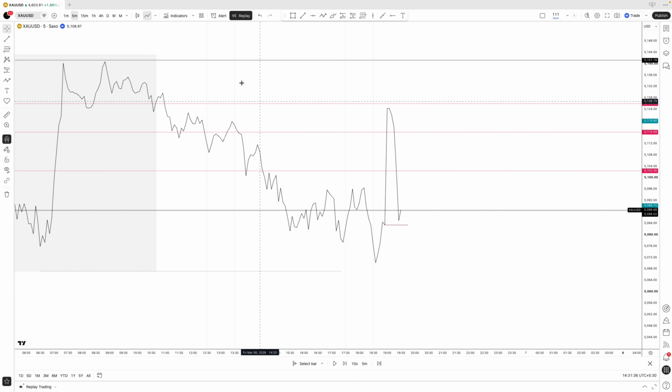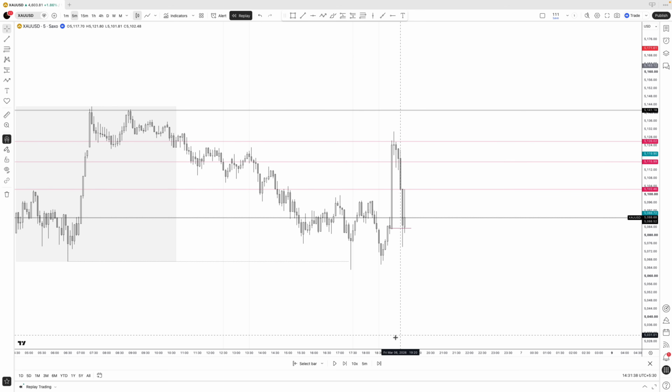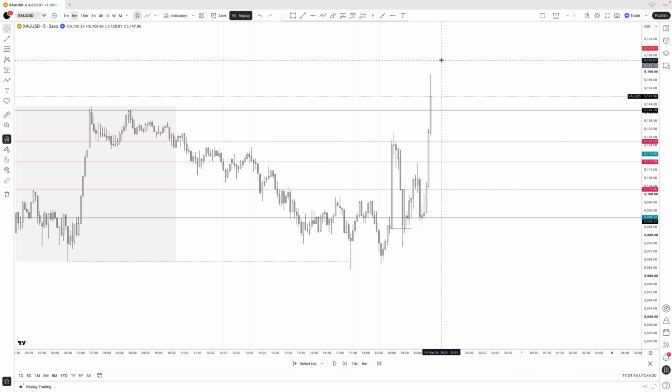So if this breaks, we might have a confirmation that price wants to go lower. So let's patiently wait for that breakout. We don't see that yet, and there it is. It starts moving higher. This is the reason we wait for confirmations.